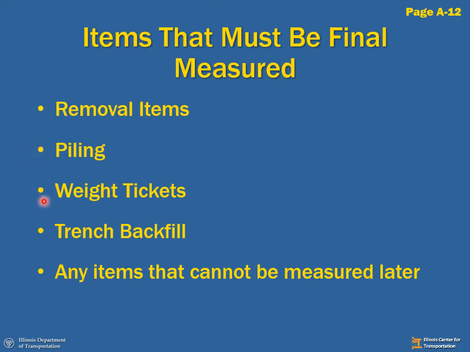Paid by weight items or paid by weight ticket items. Those have to be final measured. I have to calculate those weights at the time. I can't estimate them. Trench backfill, even though it's a cubic yard item, I can't go back and measure it again because we're going to cover up our trench backfill with some type of pavement or structure. Basically, any item that can't be measured later has to be final measured at the time of production.